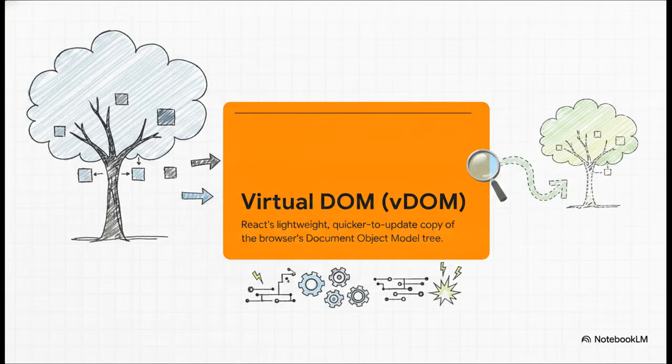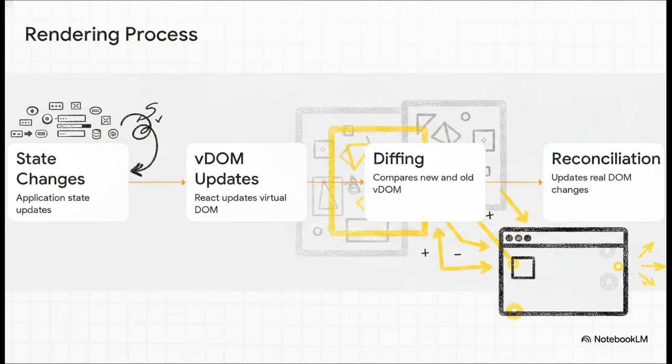To understand rendering, we first have to look at the DOM, the Document Object Model. This is what every browser uses to model HTML elements as a giant tree. React, however, uses the virtual DOM, or VDOM. This is React's own lightweight, much quicker to update copy of that exact tree. Basically, React handles the heavy lifting of interacting with the real DOM for us. And this is a massive lifesaver because it prevents us from writing bad code that causes infinite re-renders and completely crashes the application. So here's exactly how that rendering process happens, step by step.